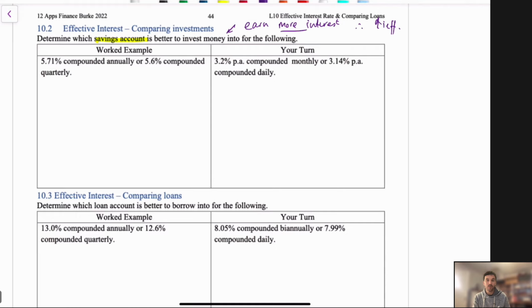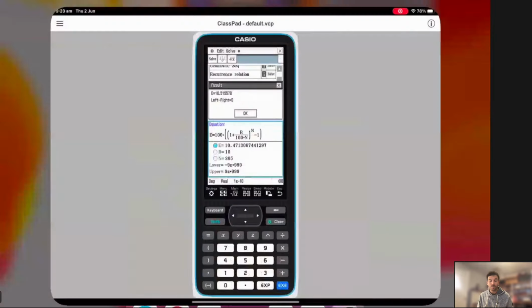Okay. So here we go. We've got a worked example that I want you to have a go at, the one on the right. So I'm going to use the effective interest rate formula here. It's just way easier. So we've got our R is equal to 5.71%. We've got our N as being 1 for this first one. The second one, R is equal to 5.6%, and N is equal to 4 because it's compounded quarterly. What I'm going to do now is just calculate the effective interest rate and see which one's the best by making a concluding remark.